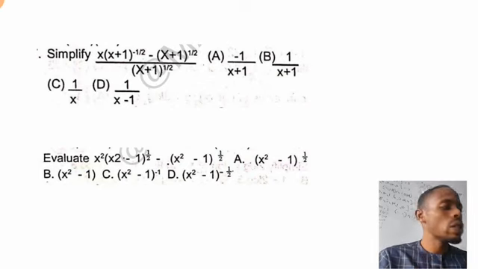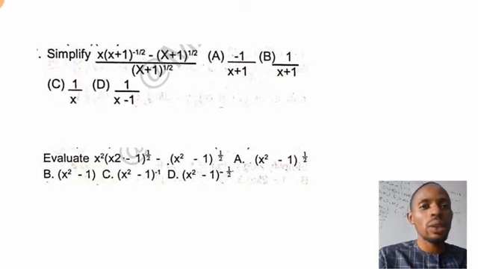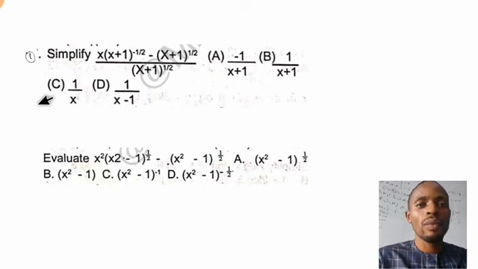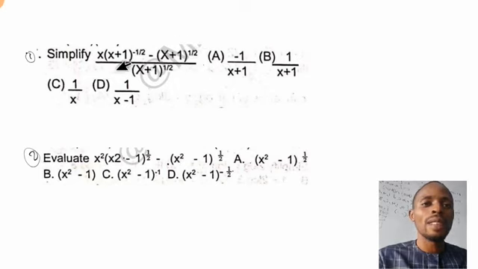So let's dive into it. The question says simplify. We have question one here, and a question two here. Question one says to simplify: s open bracket s plus 1 close bracket raised to the power of minus half, plus open bracket s plus 1 close bracket raised to the power of half, divided by open bracket s plus 1 close bracket raised to the power of minus 1.